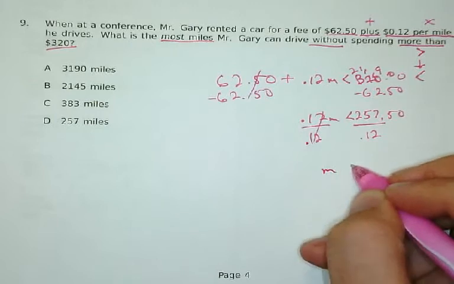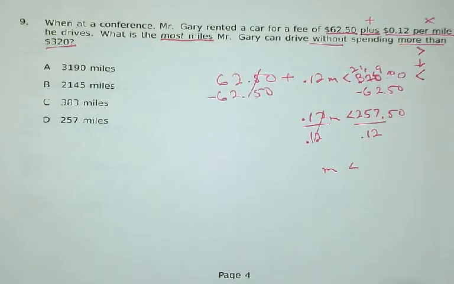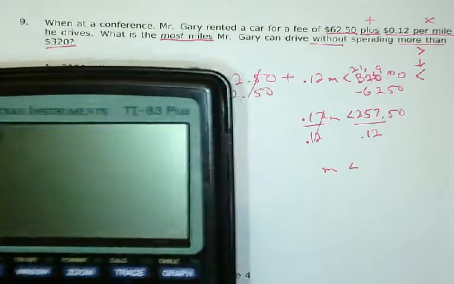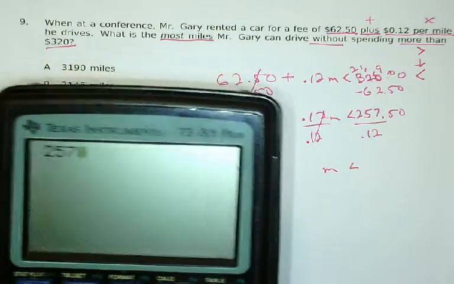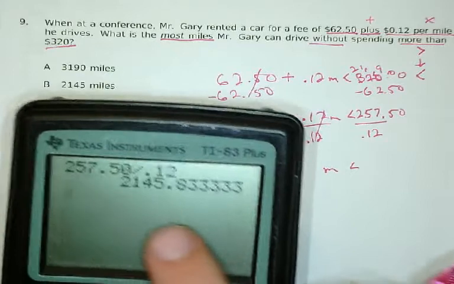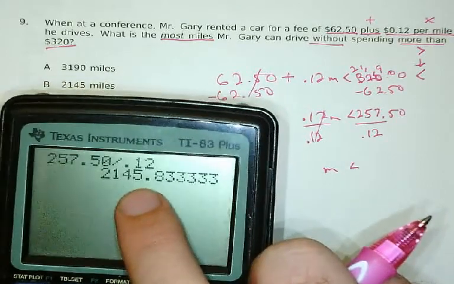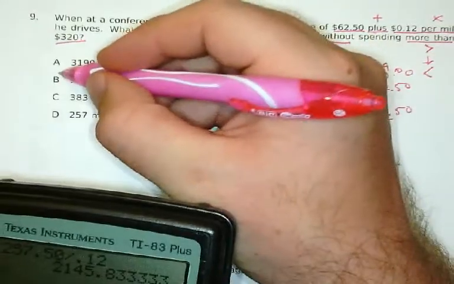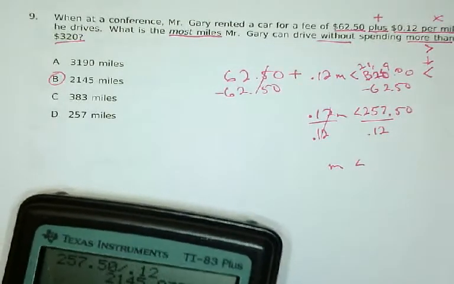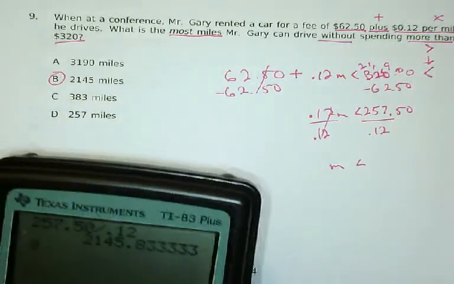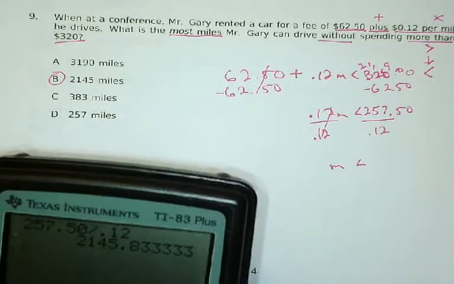So they're going to cancel there, and we'll get M has to be less than whatever this answer is. Now you can put it in your calculator, which is what I'm going to do. Make sure you have it set up correctly. The number on top, 257.50 divided by 0.12, which will give me 2,145.83 repeating, which means I can go 2,145 miles, because it had a little bit extra. So that's how many miles I can go exactly when it's rounded.